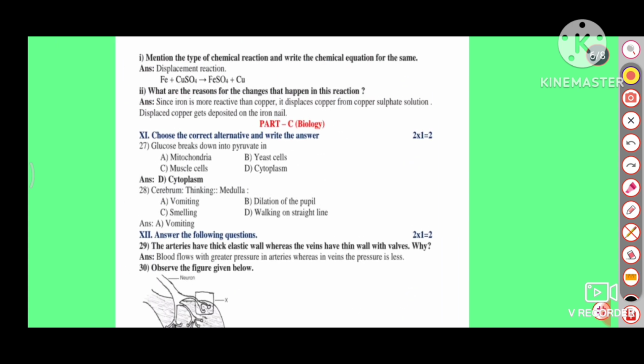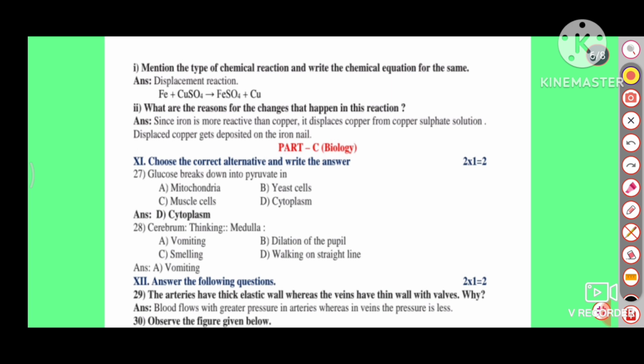Mention the type of chemical reaction and write the chemical equation for the same. Displacement reaction. Fe plus CuSO4 gives rise to FeSO4 plus Cu. What is the reason for the change that happens in this reaction? Since iron is more reactive than copper, it displaces copper from copper sulfate solution. Displaced copper gets deposited on the iron nail.